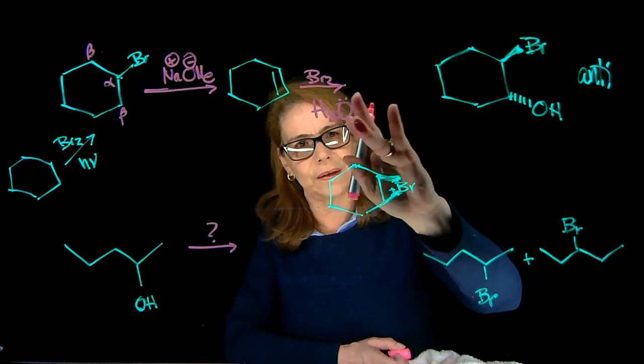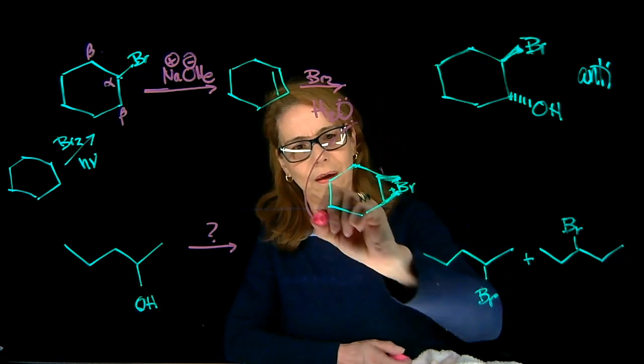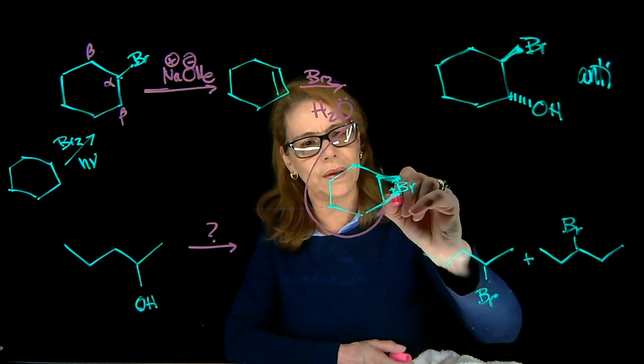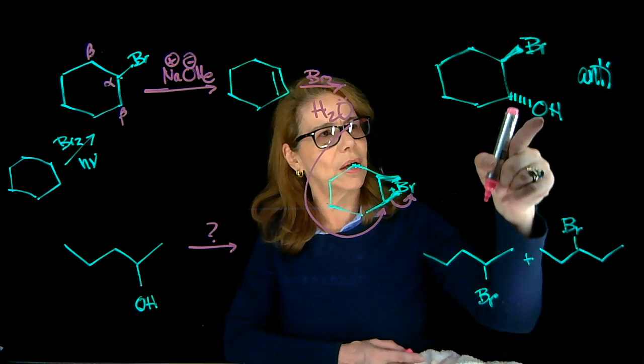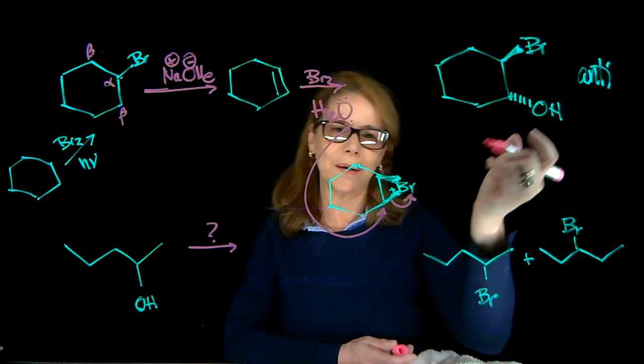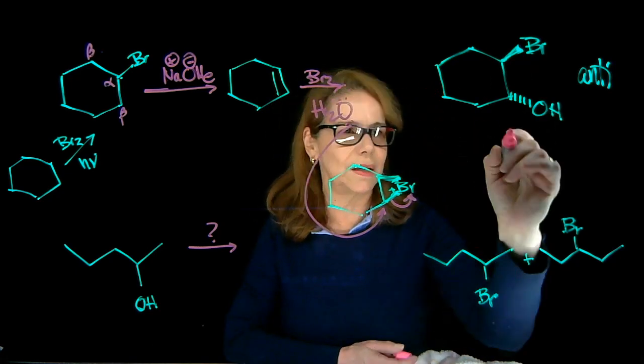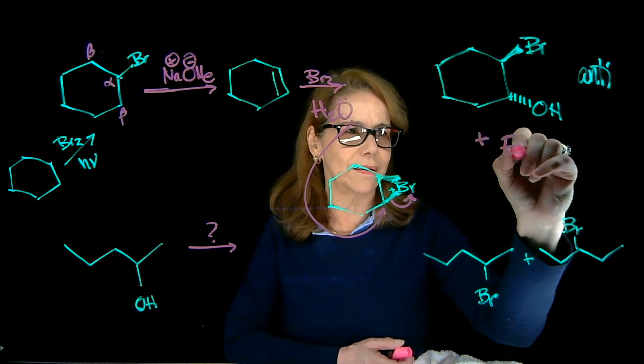So that is identical to the product that you have. So then you open that up. And that way we'll get the OH at the bottom and the bromine up. But of course you can have the enantiomer to that.